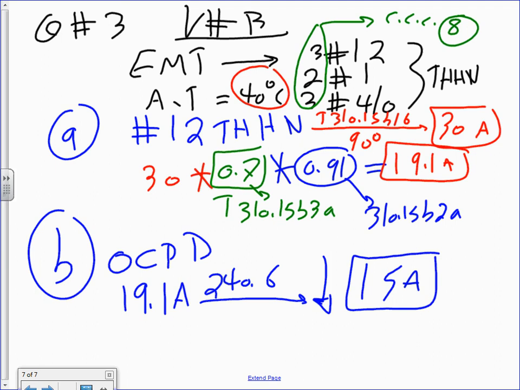Now, there are circumstances where you can go up, like I told you, if it's not feeding assemblies, multi-outlet assemblies, and so forth. But the rule is you go down, 15 amps. Then your beautiful number 12 is only carrying 15 amps.